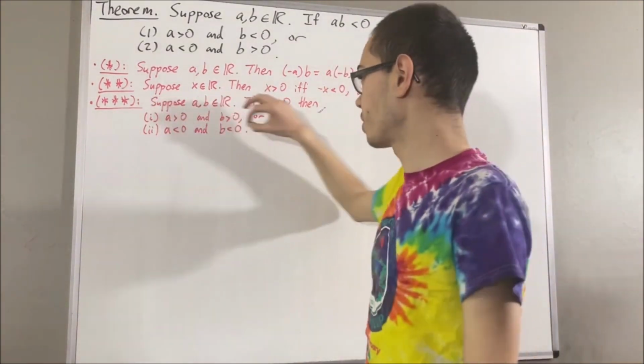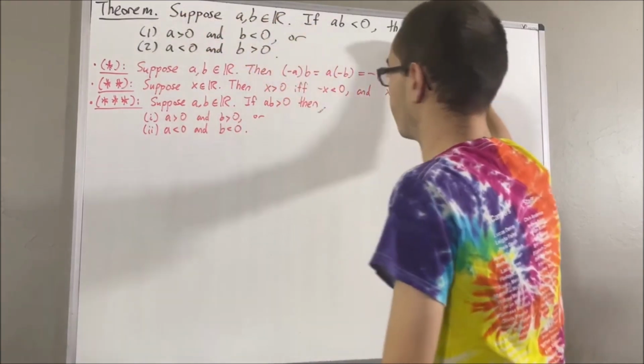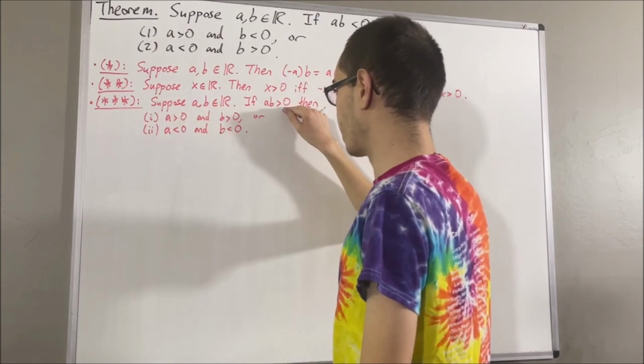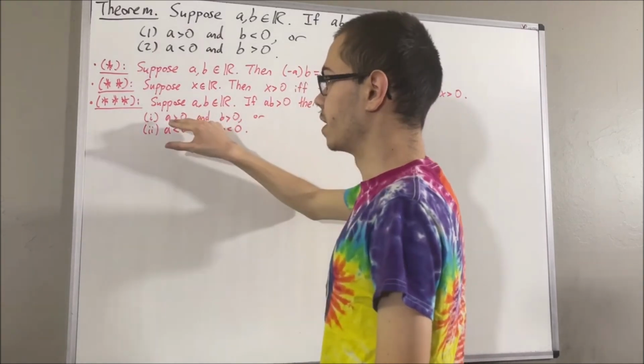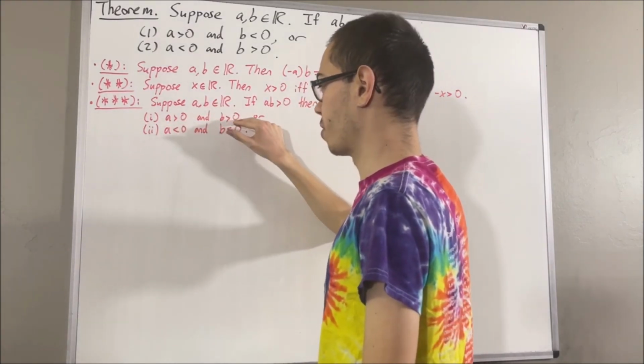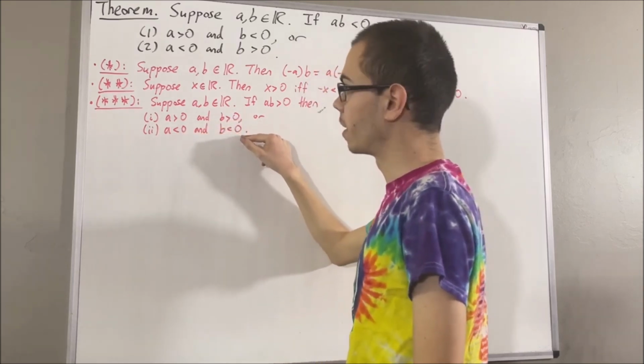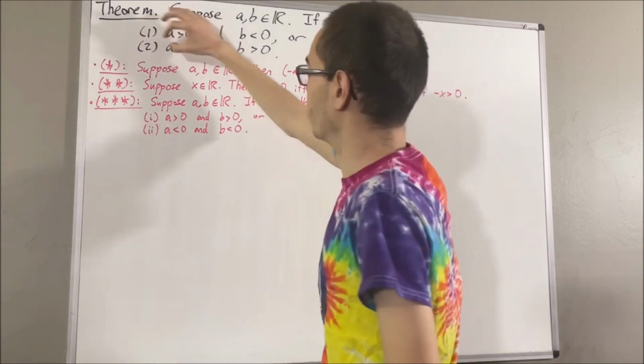And our third preliminary result is similar to what we're trying to prove. It says, given real numbers a and b, if ab is greater than 0, then a is greater than 0 and b is greater than 0, or a is less than 0 and b is less than 0. Okay, so now let's get into proving this theorem.